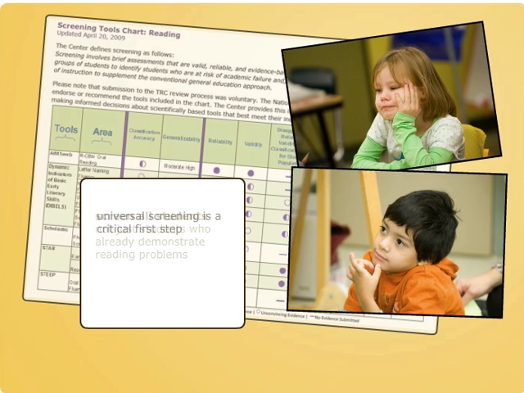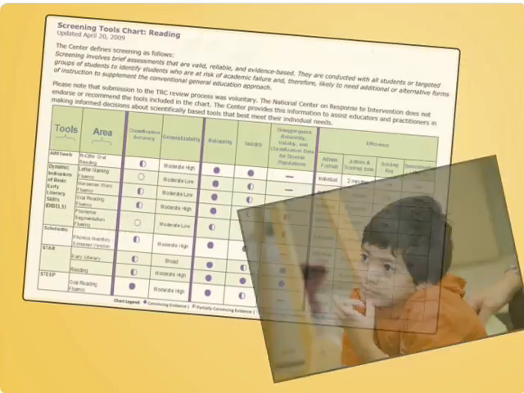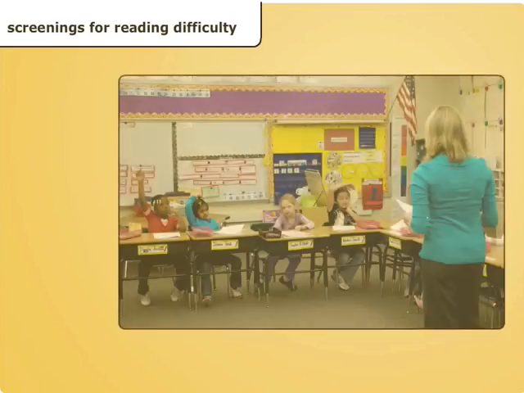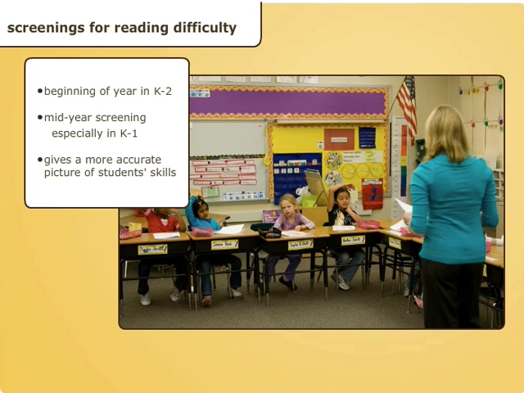This is why universal screening is such a critical first step in determining the scope of reading support a school needs to offer. Universal screening provides an objective reading on students' skills. This does not mean that teacher observation and judgment is unimportant. By monitoring student performance over time, teachers will make an important contribution in gauging a student's progress in both core and intervention programs. Screenings for reading difficulty should take place twice a year, at the beginning of the school year and again in the middle of the year. These mid-year screenings are especially important for younger students, as the results are likely to give a more accurate picture of student skills than those obtained at the beginning of the year.